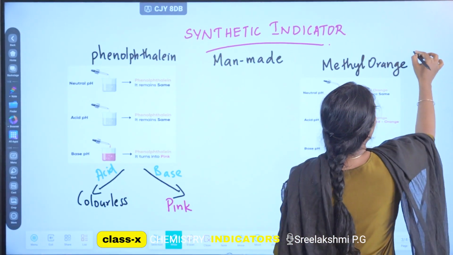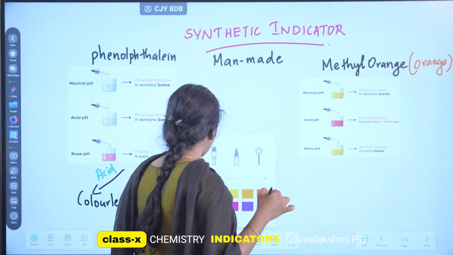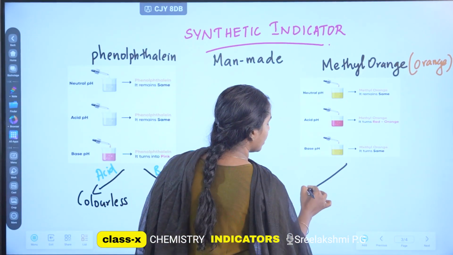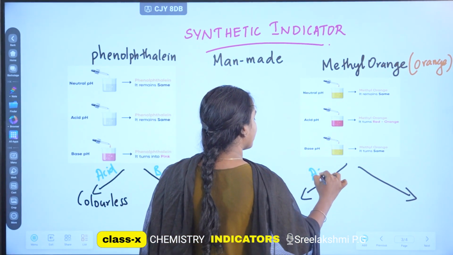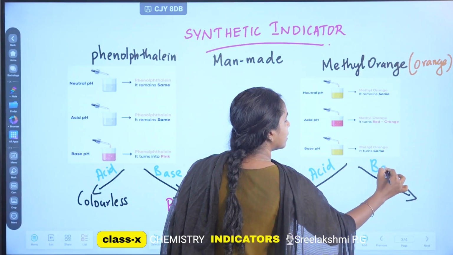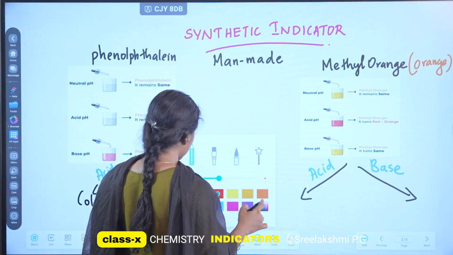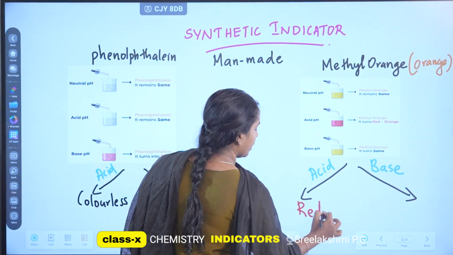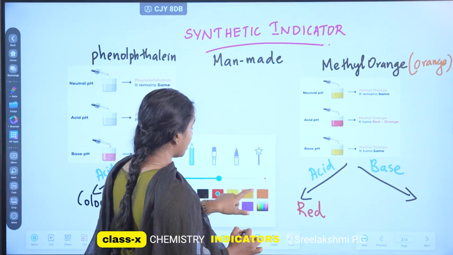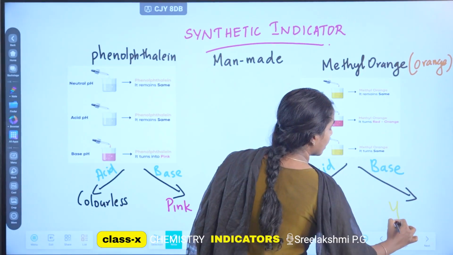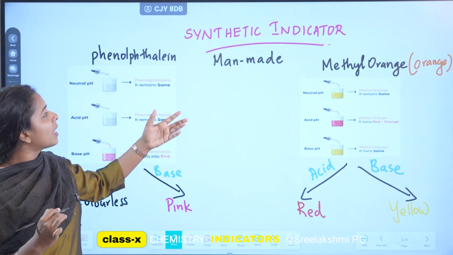So here I will write that methyl orange, its color will be orange, and in presence of acid and base. Here we will have acid, and here we will consider base. In presence of acid, it will give red color. Methyl orange will give red color, and in the presence of base, it will give yellow color.